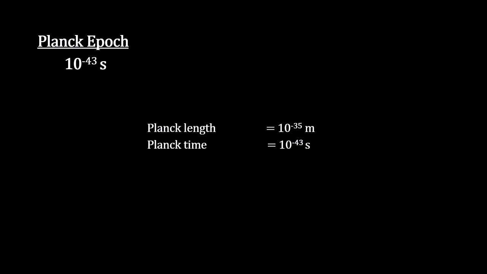This gives us a smallest possible time interval called Planck time. It's the time it would take light to cover the Planck length. And it gives us the highest possible temperature called the Planck temperature. We'll start here.